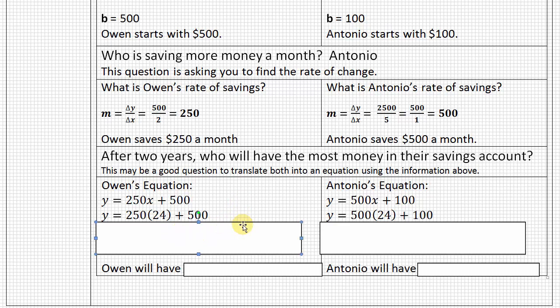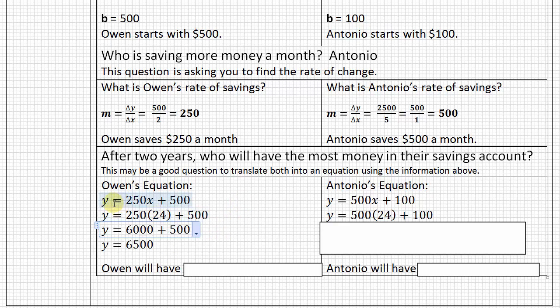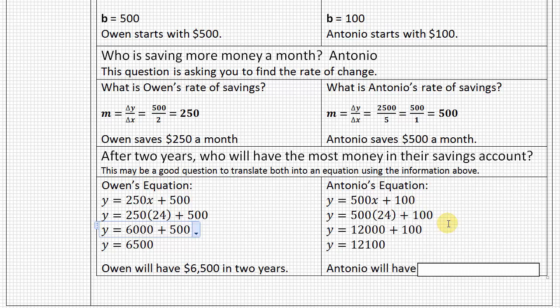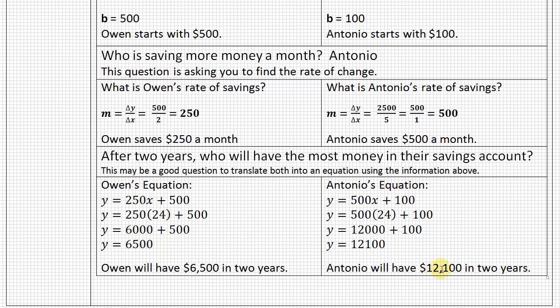If we go ahead and do that, we're going to see that 24 times 250 is 6,000, and then we're adding 500 onto it. So for Owen, after 24 months, he's going to have $6,500. Then for Antonio, if we finish that equation, we multiply 24 times 500, we should get 12,000. And we add 100 onto that, we get 12,100. So in 24 months, Antonio will have $12,100. So the question was, after 2 years, who will have the most money in their savings account? And the answer is Antonio.